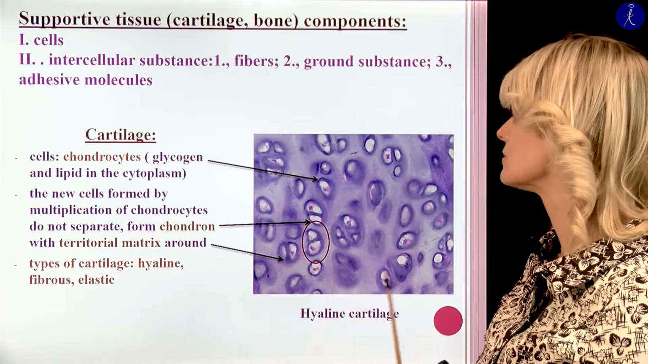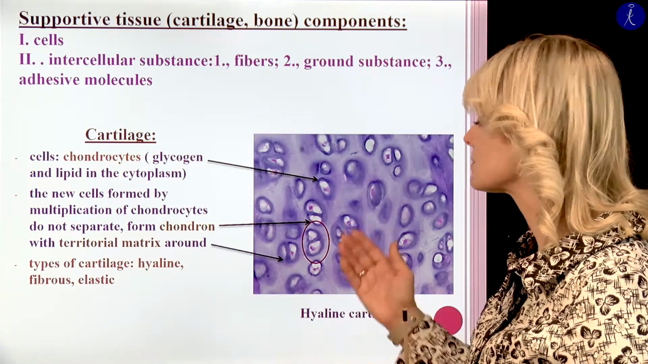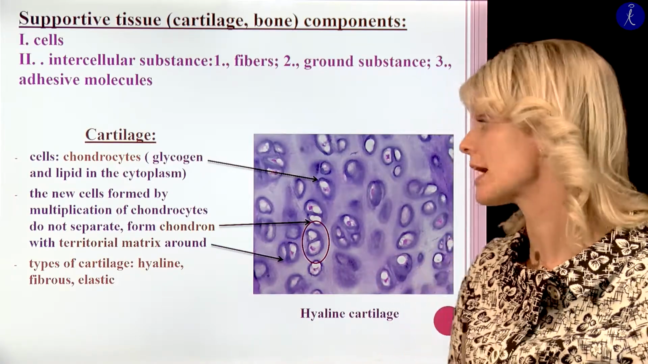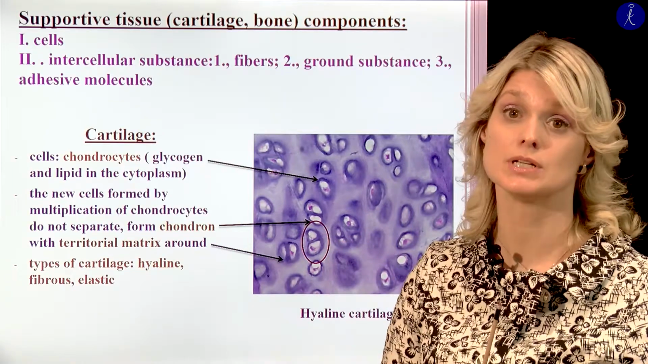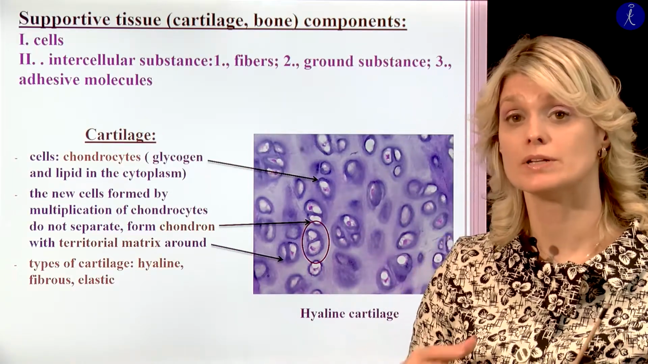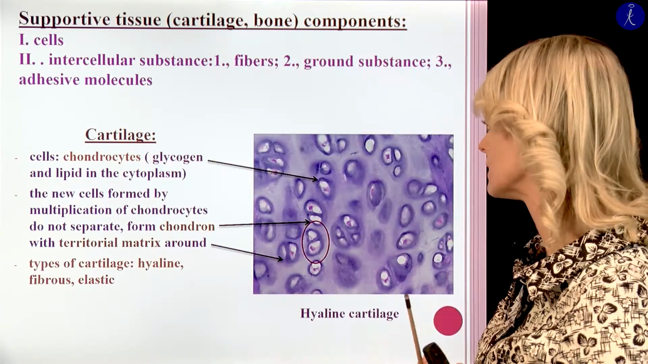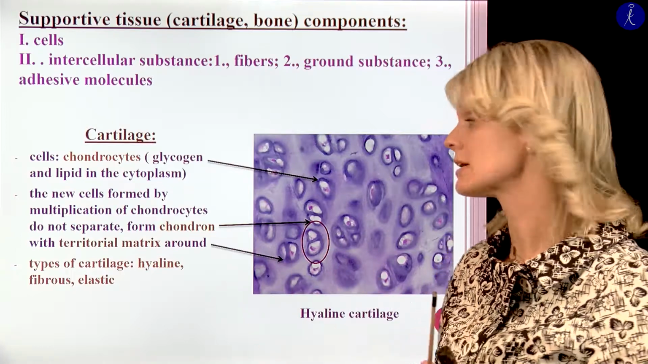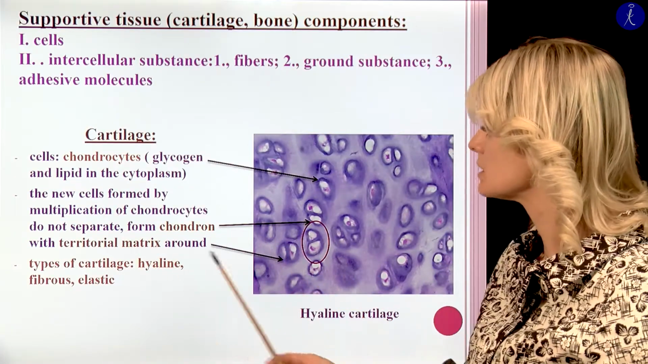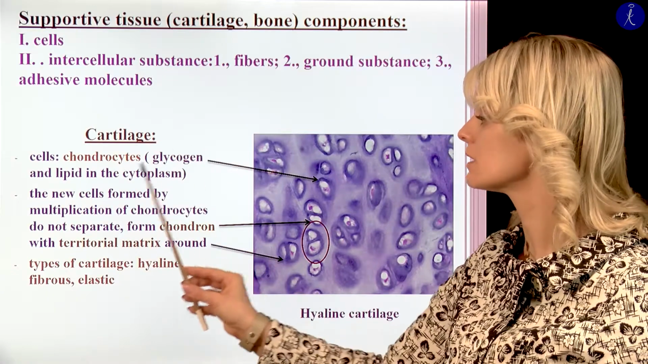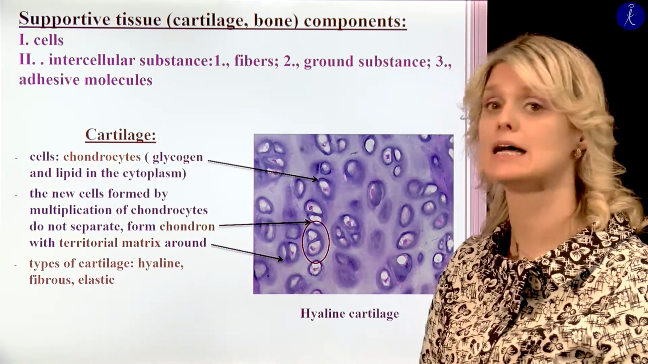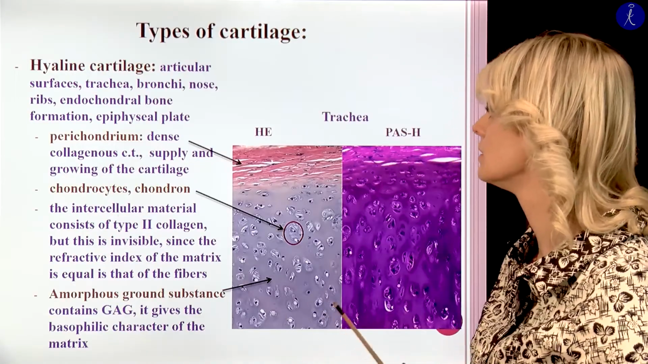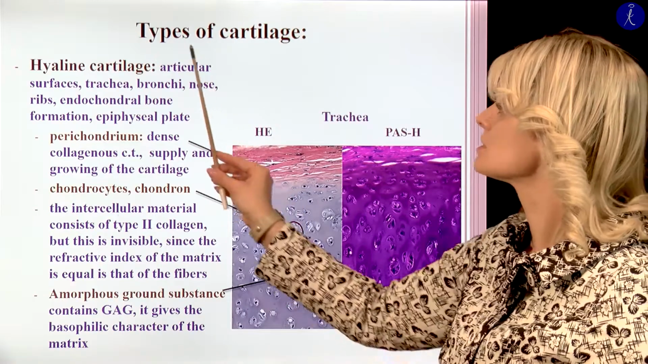And here is the intercellular substance, which is basophilic in this case, of course, because of the many proteoglycans. These disaccharide units have a negative charge, and that's why they contain a lot of water, and of course they are basophilic with staining. What types of cartilage do we have? We can talk about hyaline cartilage, fibrous cartilage, and elastic cartilage. Let's see these different cartilages. The first is the hyaline cartilage.